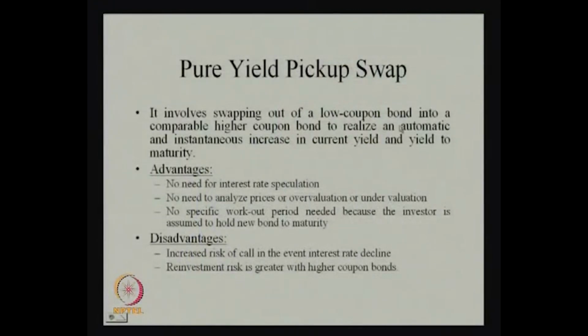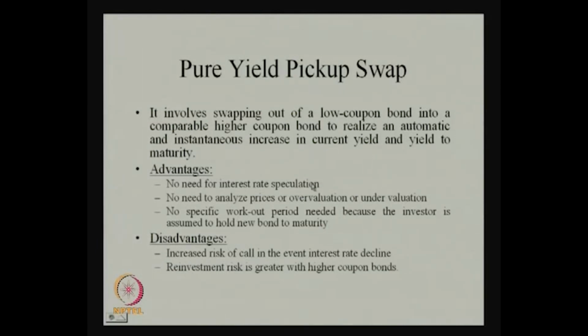So, here somebody is expecting that the interest rate will behave in one direction, and another investor is expecting the interest rate will behave in the opposite direction. In that case their understanding of the market, their prediction, is basically opposite. Then the swapping is possible between these two. Therefore, the pure yield pickup swap involves swapping out of a low coupon bond into a comparable higher coupon bond to realize an automatic and instantaneous increase in the current yield and yield to maturity.